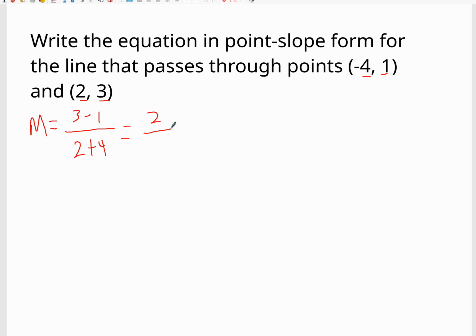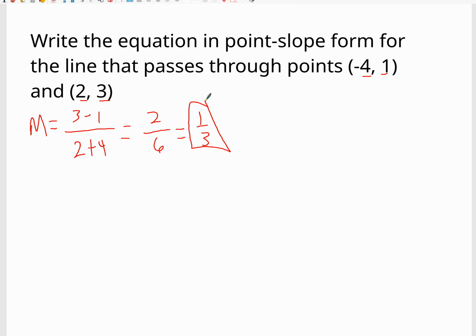2 plus 4 is 6, so that is 1/3. That's my slope. Now, I guess substitute the y, so which one do I use? I'm using the second one, because it's got two negatives, so it's easier.